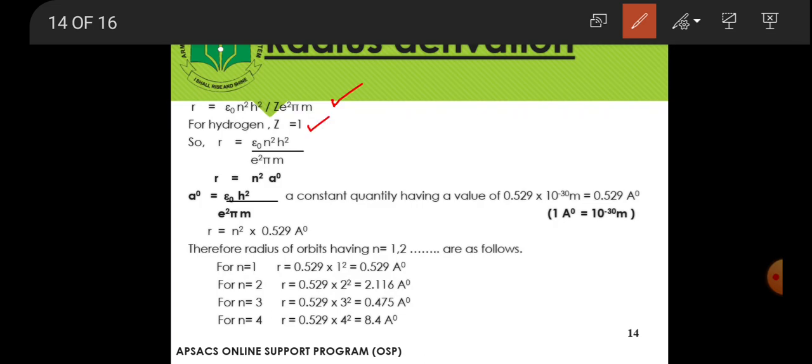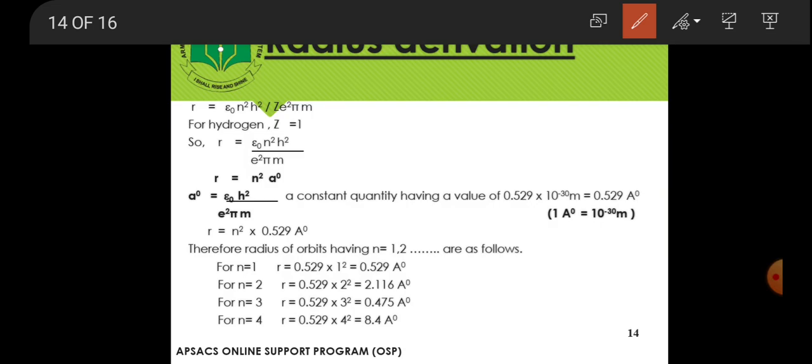Now let's derive the radius for hydrogen atom. For hydrogen atom, the value of Z is 1. The value of atomic number is 1. So we will put the value of Z, that is equal to 1, in this equation and we will get the equation r is equal to epsilon naught n square h square over Z is equal to 1, so we will not write that value, over e square pi m.